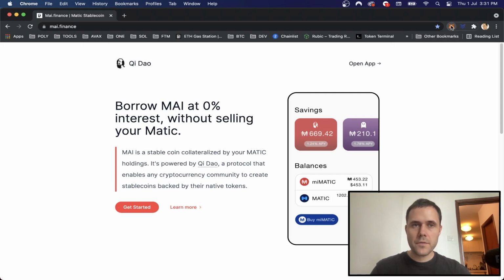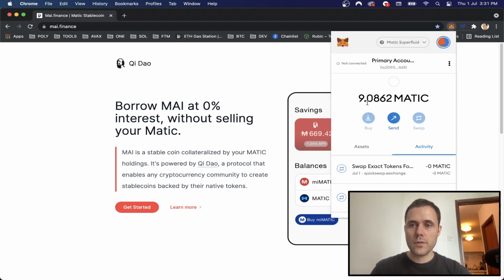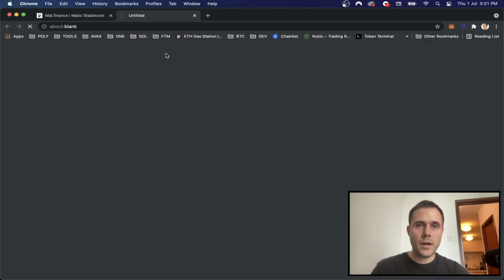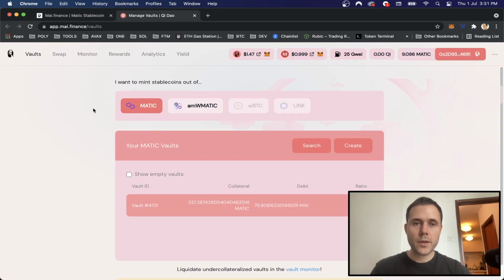Okay, so now we have some Matic in our wallet. I've got 9 Matic here in my wallet, just for an example. Let's open the app and we'll learn how to use the vaults. So here we are given a choice of Matic, AMW Matic, and in the future we will have BTC and Link by the looks of it, and other collateral.